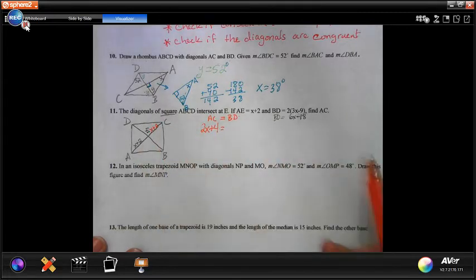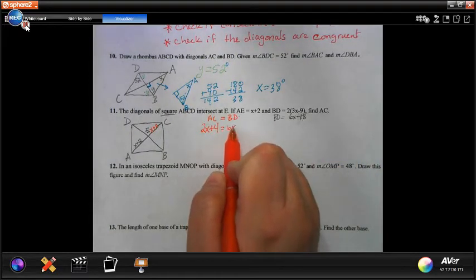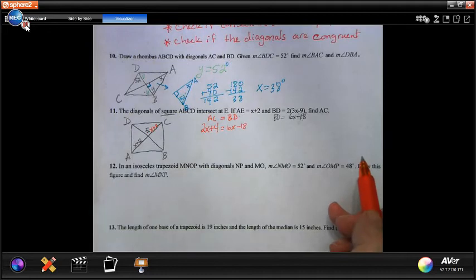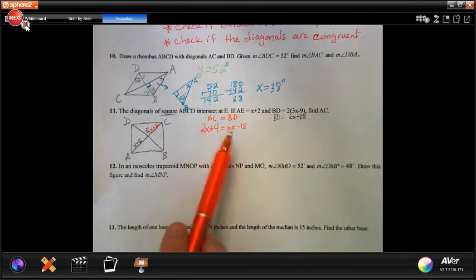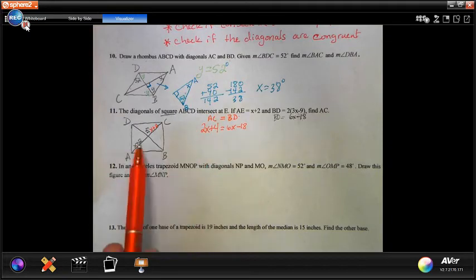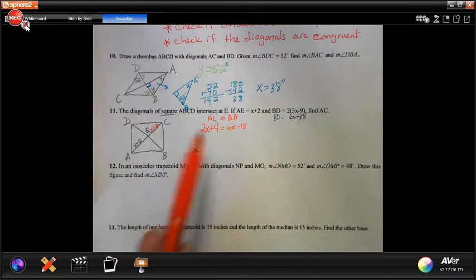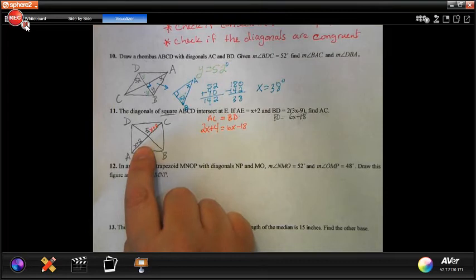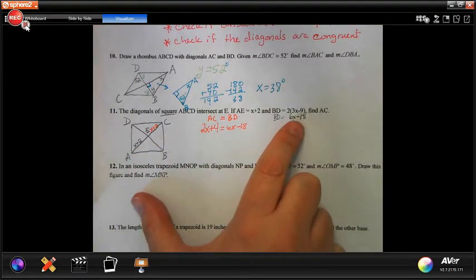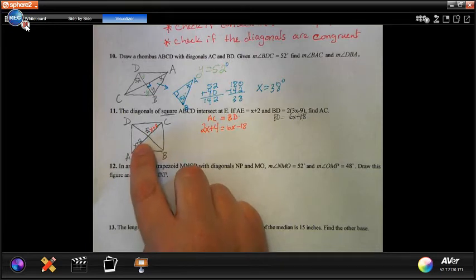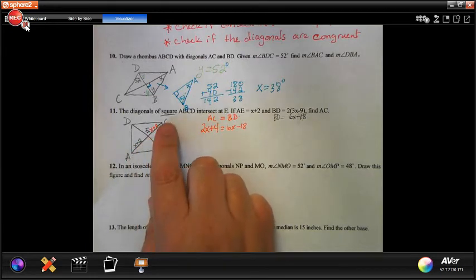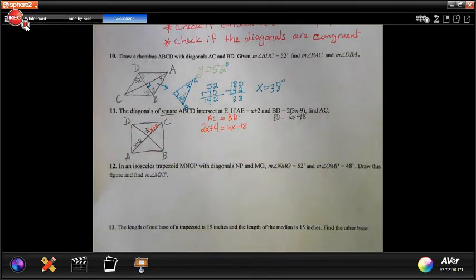AC is the whole thing. BD, we already know BD is 6x minus 18. So the diagonals are equal. So you have to figure out what AC is and remember that those are equal so that you can add them up so you can get all of AC. The biggest mistake that people make is they just say x plus 2 equals all of BD, but AE is not the whole diagonal. AE is only half the diagonal. You need the whole diagonal to equal all of BD. So that's a common mistake. Try not to make that on the test.